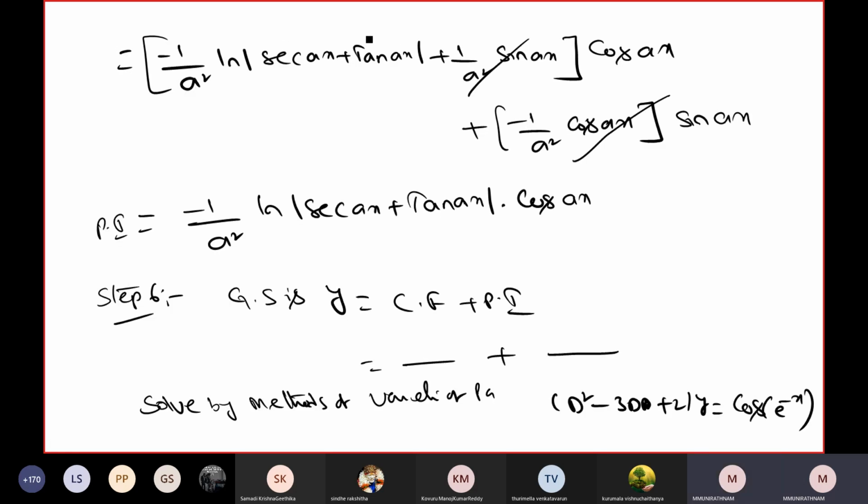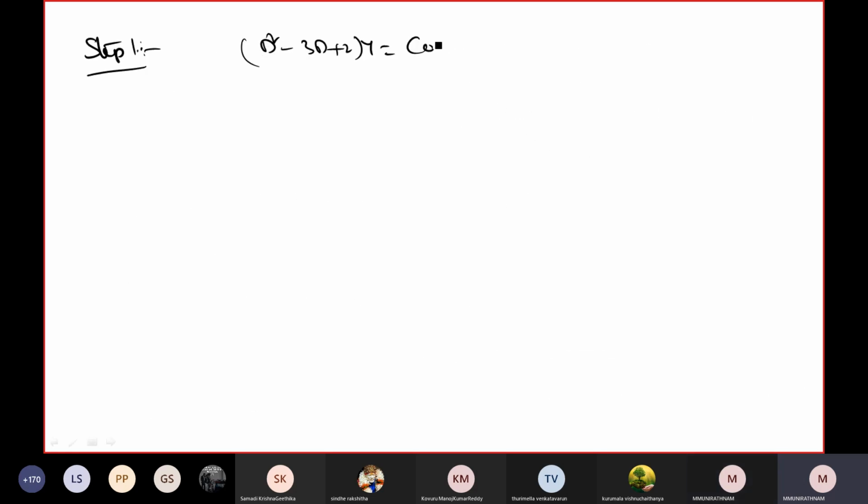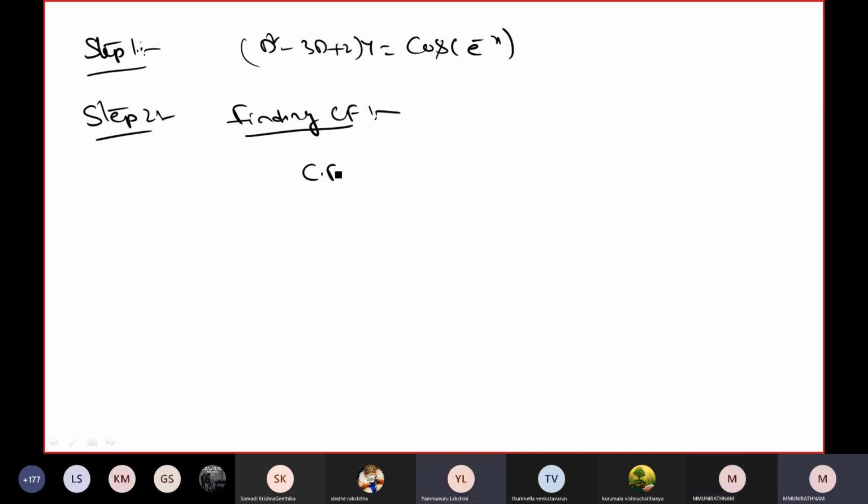So it is also in standard form. So step 1 is clear. So step 2, finding CF. What is CF, anyone? C1 e power x plus C2 e power 2x, sir. Yeah, we already did it in the previous class.